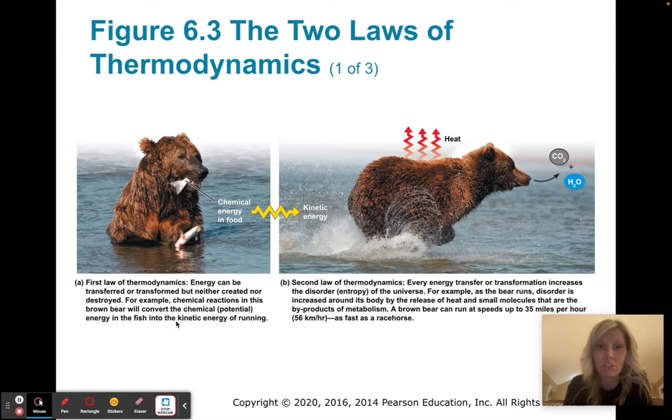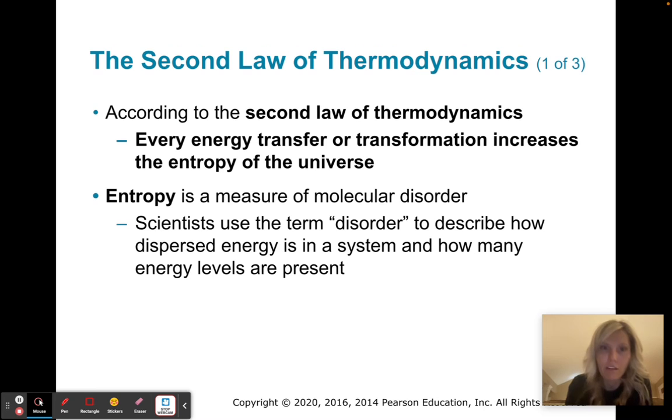So this picture is actually showing both the first and the second law. The first one I've already mentioned a couple times. You're seeing this bear eating his food, and so energy has been transferred from the food to the bear. But then the second law of thermodynamics is more about entropy, which is just another word for disorder. Every time energy is transferred or transformed, it increases the disorder or the entropy of the universe, so to speak.